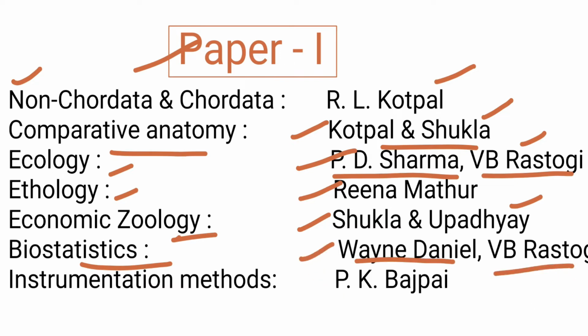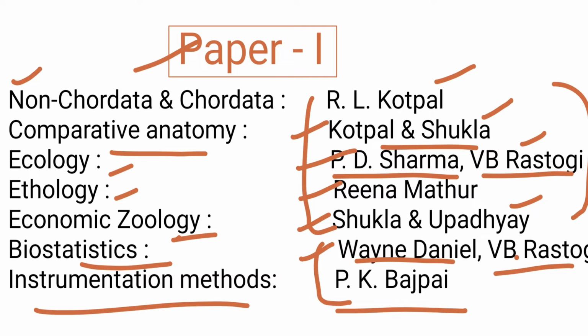I have read some topics from Wayne Daniel, but the syllabus of biostats is not covered by either of these books. So you can use the internet for biostats also, because there are limited topics. But if you have some time, then I'll be covering all of the topics. Right now we have started genetics, so just wait for some time if you have time. Otherwise, go for these books or do your internet research, which would be much more beneficial. For instrumentation methods, you can go for P.K. Bajpai. Considering biostats and instrumentation methods, you can do your internet research rather than going for these books.